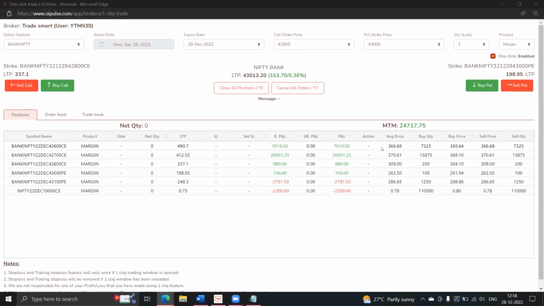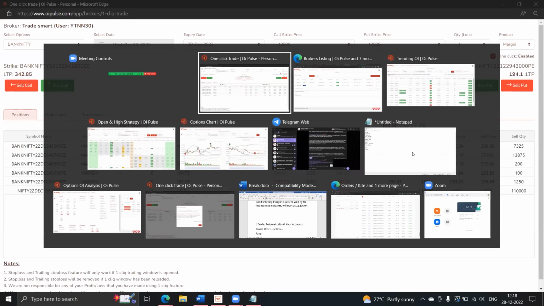Is there any price difference for the subscription of existing OI Pulse users and one-click exclusive users? Yes, there will be a minor subscription difference.